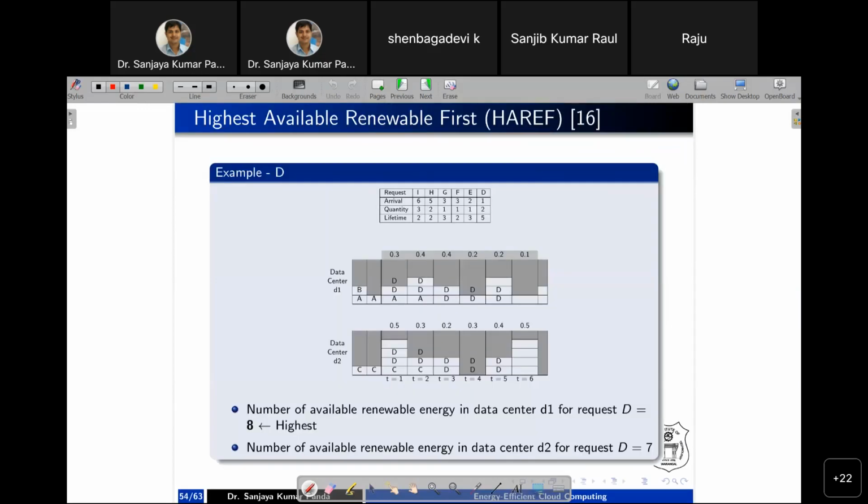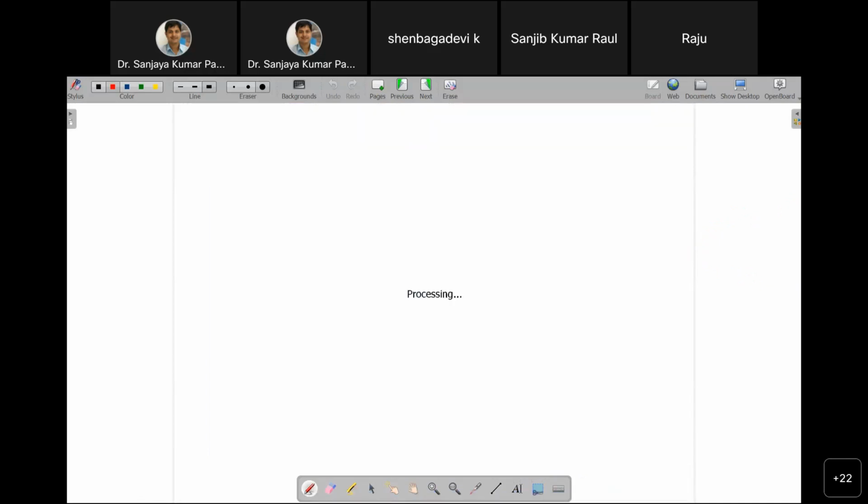See here, for example, if you assign user request D to data center 1, the number of renewable slots is 8. But if you assign the same to data center DC2, then the number of renewable energy slots is 7. Which one is better? DC1 is better. So task D is assigned to data center DC1. Now coming to the next one, E.